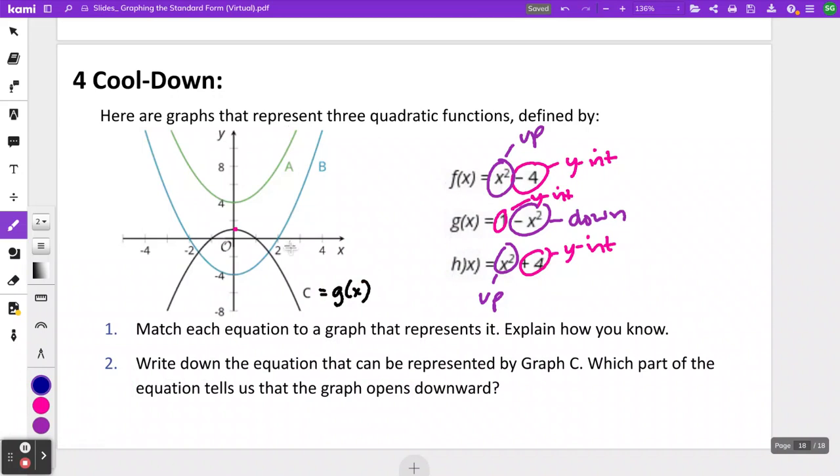For graphs A and B, those both face upward, so it's really those y-intercepts I need to use. Graph A has a y-intercept at positive 4, and graph B has a y-intercept at negative 4. So since B is at negative 4, it must be my f of x, and that leaves graph A must go with h of x. So notice, in order to know this, it's not just enough to know if it goes up or down. You need to know all of our observations to help you identify which one is which.